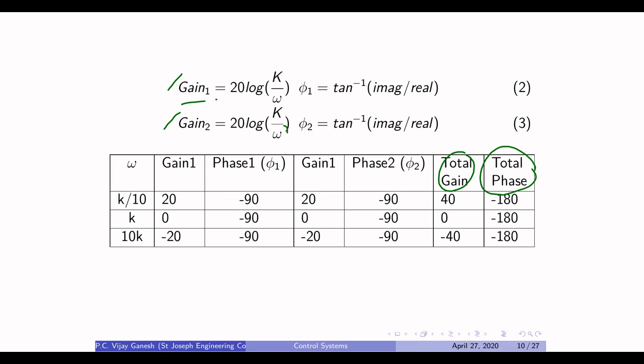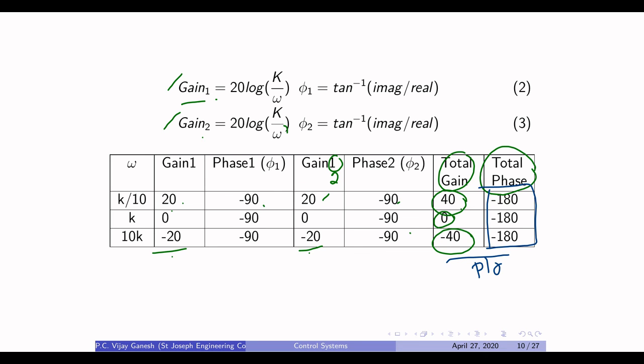If you look at gain 1, which is similar to the previous session, k divided by omega, I'll get 20 and minus 90. Similarly for gain 2, I'll also get 20 and minus 90. If I add these two things, I'll get the value as 40, and here the value will be 0. Here minus 20 plus 20, I'll get the value as minus 40. Now the phase remains same. There is no change in the phase.